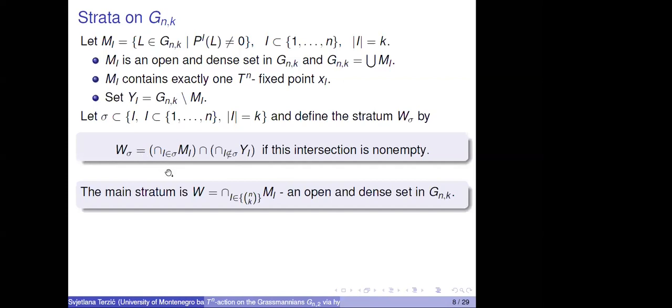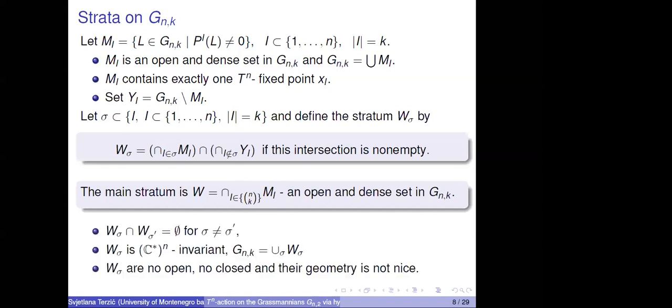This is the first example, here is the main stratum. Namely, if we consider a set sigma, this is the set of all k-dimensional subsets in sigma, then we get here the intersection of all Mi, and it is an open and dense set in G(n,k).